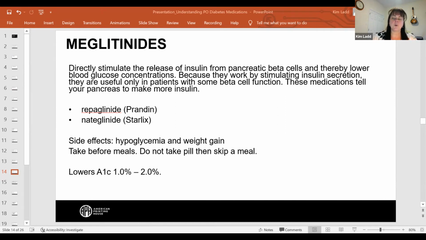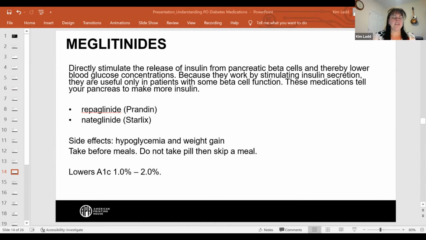So these are another pill that you have to have some insulin producing effect from your pancreas, because this pill is going to tell your pancreas to make more insulin. So if your pancreas is too tired to make any insulin, these pills are not going to do any good for you. These pills are known as repaglinide, also known as Prandin, and nateglinide, also known as Starlix.